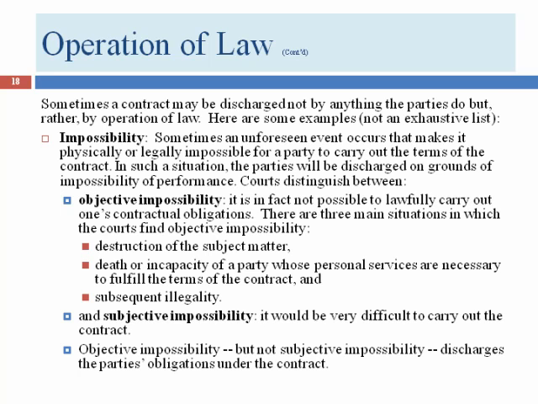Let's talk about impossibility. We're going to talk about impossibility for the next several slides. It's a big topic, and there's lots of different ways of talking about impossibility. Impossibility is basically what you think it is. It's when something unforeseeable happens that makes it physically or legally impossible for a person to carry out the terms of the contract. In that situation, typically the courts will say nobody has to perform, both parties are discharged.